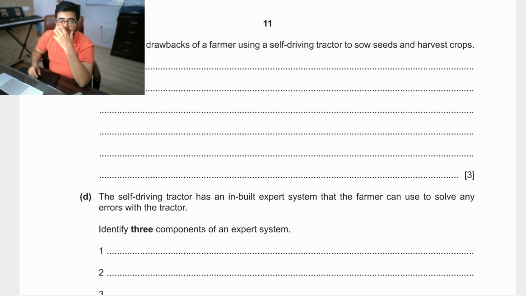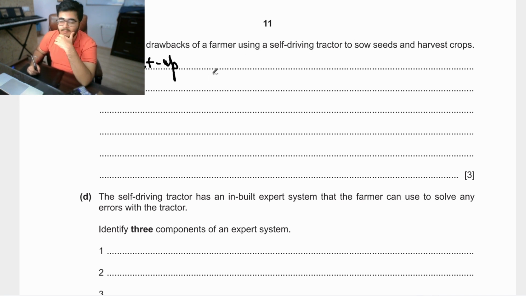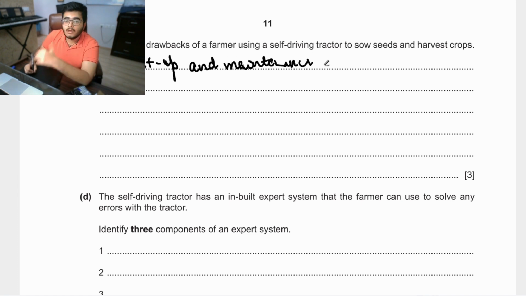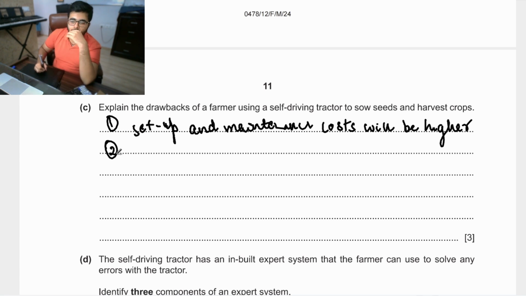Now the next question says explain the drawbacks of a farmer using a self-driving tractor to sow seeds and harvest crops. So first you will write setup. Obviously if the person is using automatic machines, an automatic self-driving tractor, the cost will be higher. So you will say setup and maintenance costs will be higher.